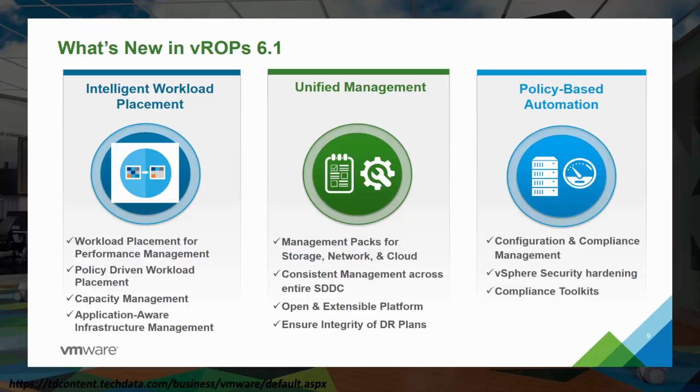We made several improvements with vRealize Ops 6.1. These can be grouped into 3 key areas. First, we have the intelligent workload placement. This is something new. This helps optimize your vSphere environment to ensure that the VMs are placed on the proper resources and to ensure your environment runs optimally. It uses policies to enforce workloads to meet the requirements that you've set for them.